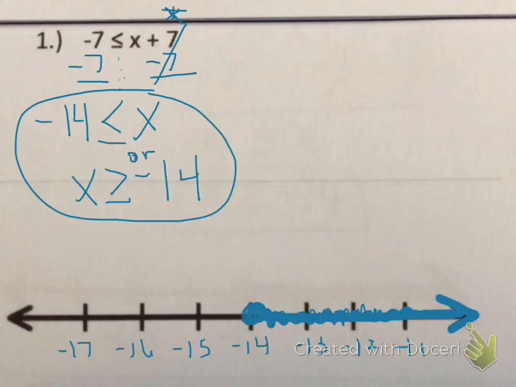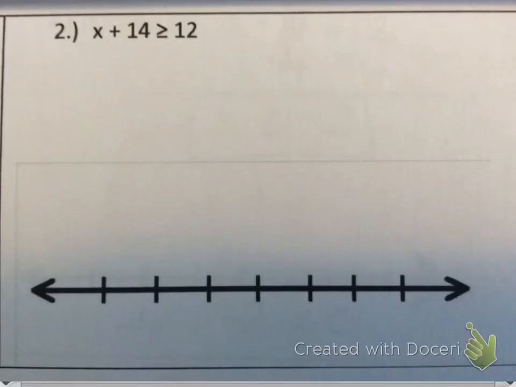Okay, example number 2. If you think you have this, why don't you pause this and give number 2 a try and then continue to play it to see how you do. We have x plus 14 is greater than or equal to 12. We want to get the x all by itself on one side of the inequality. In order to do that, we need to get rid of that plus 14. The inverse of add 14 would be to subtract 14. Whatever you do on one side of the inequality, you do on the other.